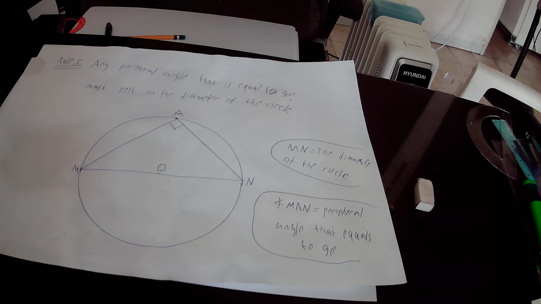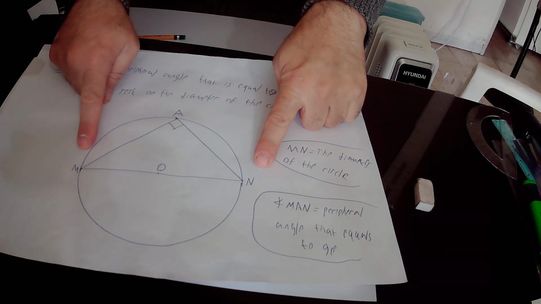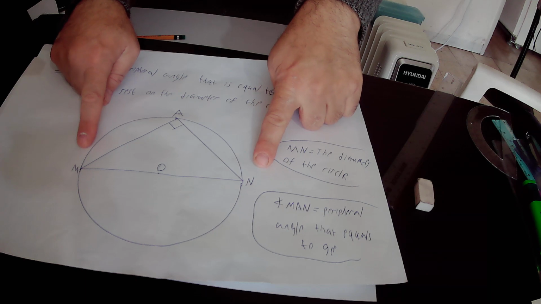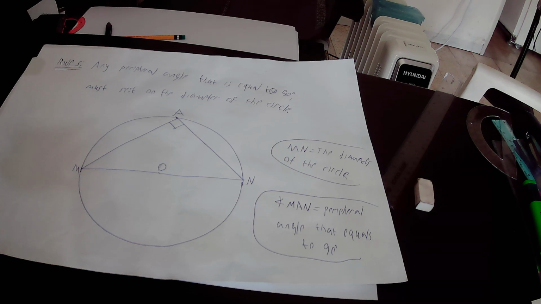From the drawing, it is very easy to see that peripheral angle MAN rests on chord MN, and indeed chord MN is the diameter of the circle. Why? Because chord MN passes through point O, the center of the circle, and we know that any chord that passes through the center of the circle must be the diameter of the circle. So in conclusion, we can say that any peripheral angle that is equal to 90 degrees rests on the diameter of the circle.